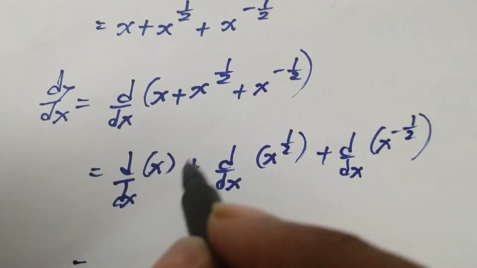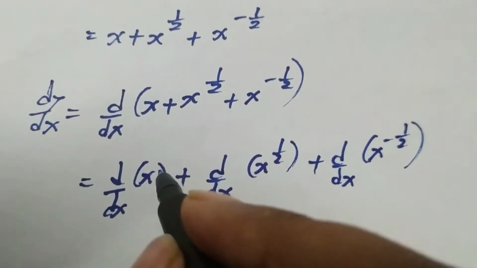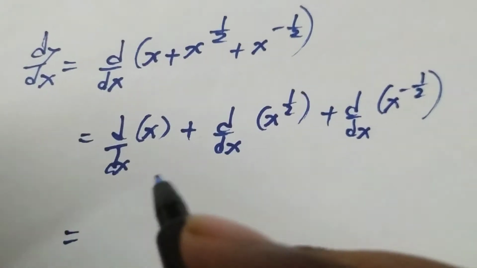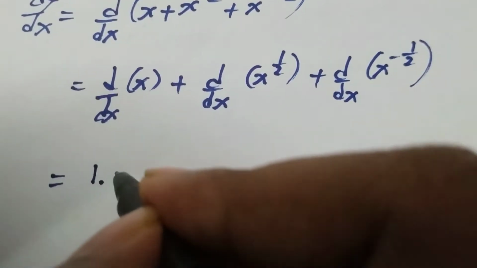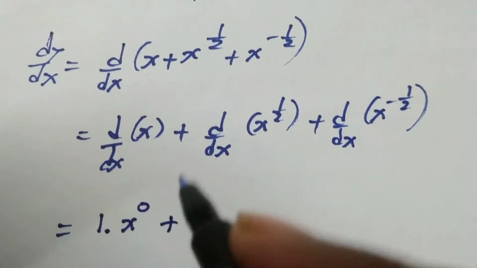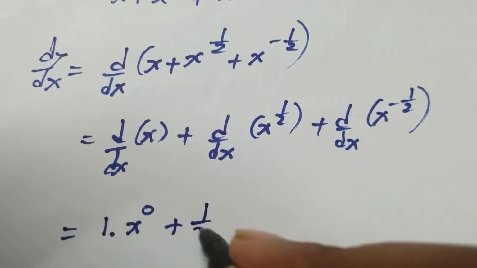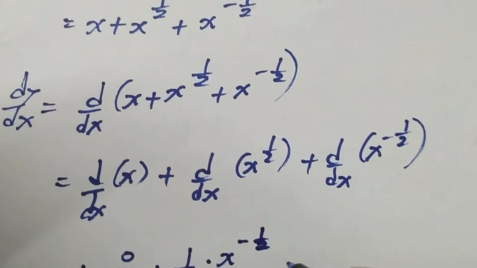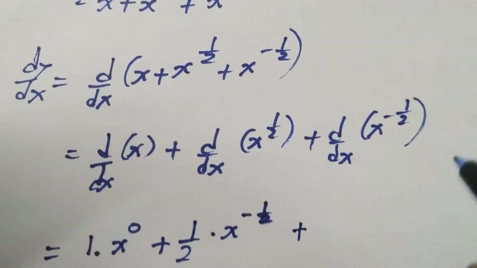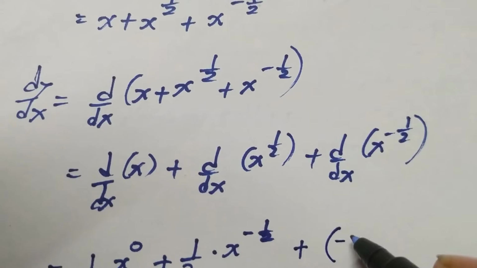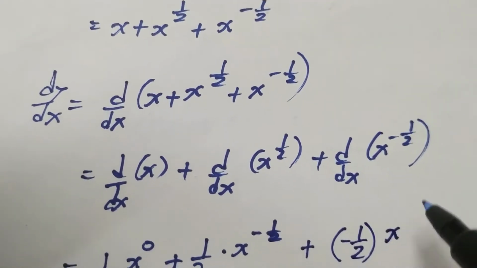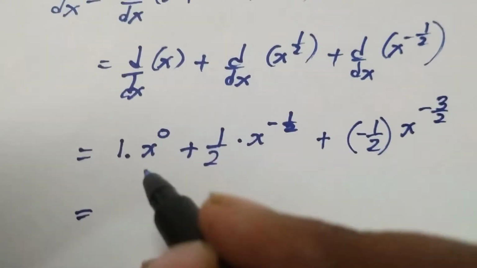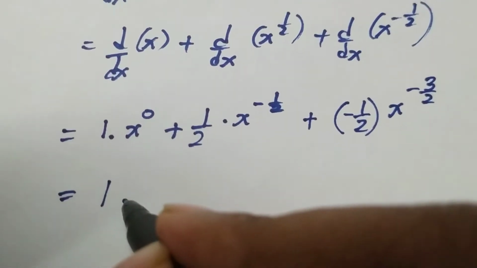Now we know d/dx of x, according to that formula with n equal to 1, is 1 into x to the power 1 minus 1, that is x to the power 0. Therefore we can write it as 1 into x to the power 0, plus for x to the power half, we can write this as half into x to the power half minus 1, which is minus half, plus d/dx of x to the power minus half, therefore minus half x to the power minus half minus 1, that is minus 3 by 2. Therefore x to the power 0 is 1, we can write this as 1.